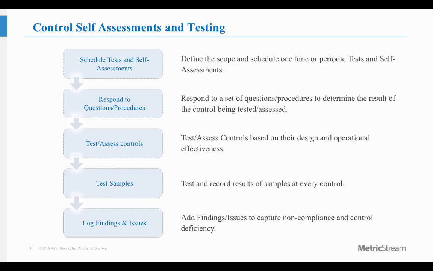Let's move on to control self-assessments and testing. As a part of your self-assessments and testing, you can define the frequency for these assessments and tests. You can define and create a set of reusable templates that allows you to define the scope for what needs to be assessed and tested, and which organizations, which controls need to be tested, and the periodicity or the frequency with which the testing needs to be done, whether it's quarterly, whether it's semi-annual, or whether it's once a year.